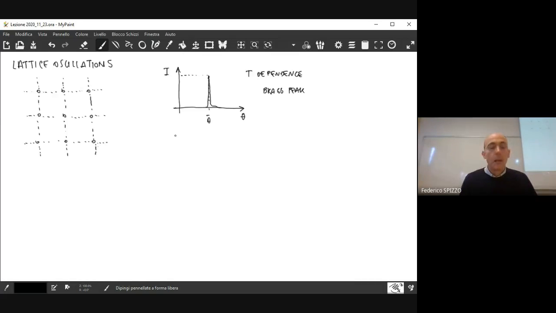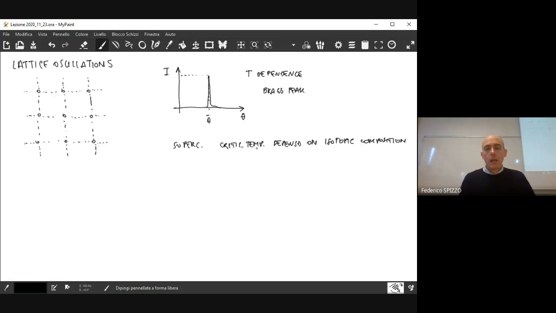And a strong indication that the lattice has a contribution to the dynamics of the electrons is given again by superconductivity, because what they saw is that if you consider a superconductor, the critical temperature depends on the isotopic composition.